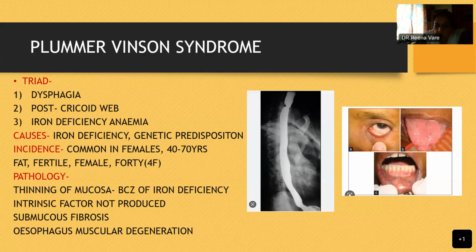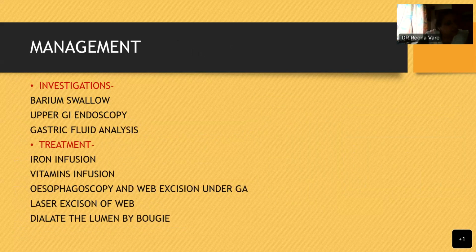So there is mucosa which is there. There is degeneration of the muscles of the esophagus, so because of that they become lax. The food is not able to go inside. The density of the mucosa of the esophagus is lost, so because of that you have this issue. Now, investigation of choice in this case is again barium swallow, upper GI scopy and gastric fluid analysis.